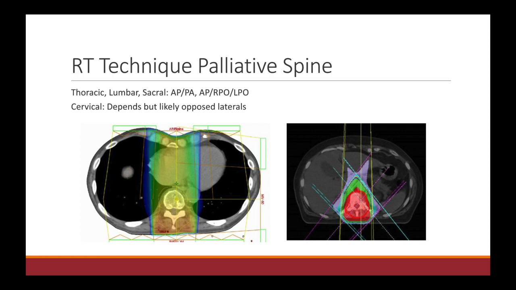If we're treating something higher up in the cervical spine, it depends on where the lesion is located, but typically we would probably favor using opposed laterals. So instead of coming in with an AP/PA beam, we're now coming in with 2 beams that are directly across from each other, but they're coming in from the lateral side of the patient. The reason for that is that we would not want to shine a beam AP and then enter through the patient's chin or the patient's mouth. So the techniques here are fairly simple. They're very straightforward, but just keep in mind that they can vary depending on where in the spine we're treating.